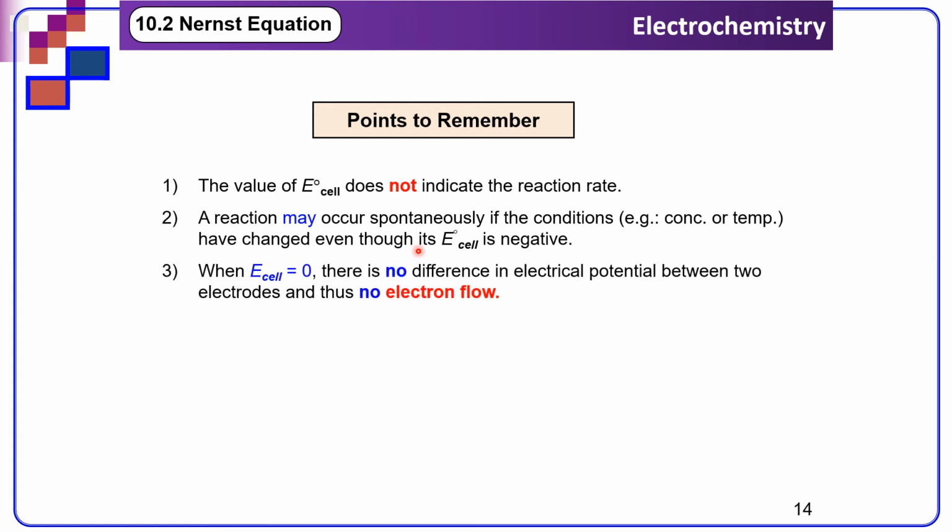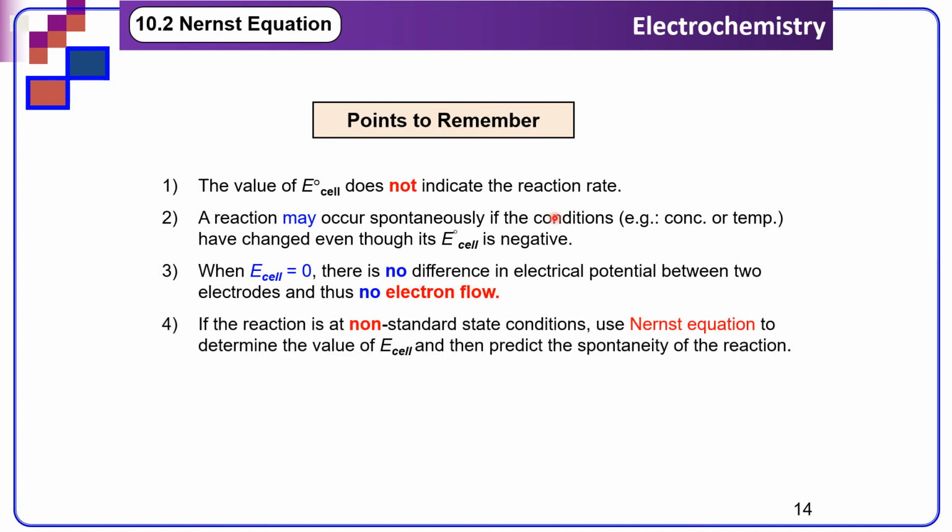Number 3, when E cell equals 0, meaning that there is no difference in electrical potential between two electrodes, and thus no electron flow. Number 4, if the reaction is at non-standard conditions, use the Nernst Equation to determine the value of E cell and then predict the spontaneity of the reaction.